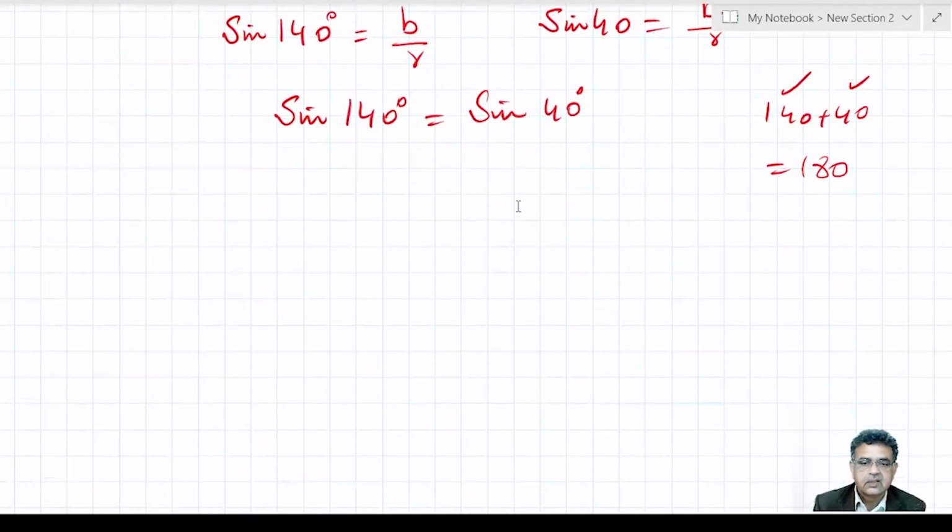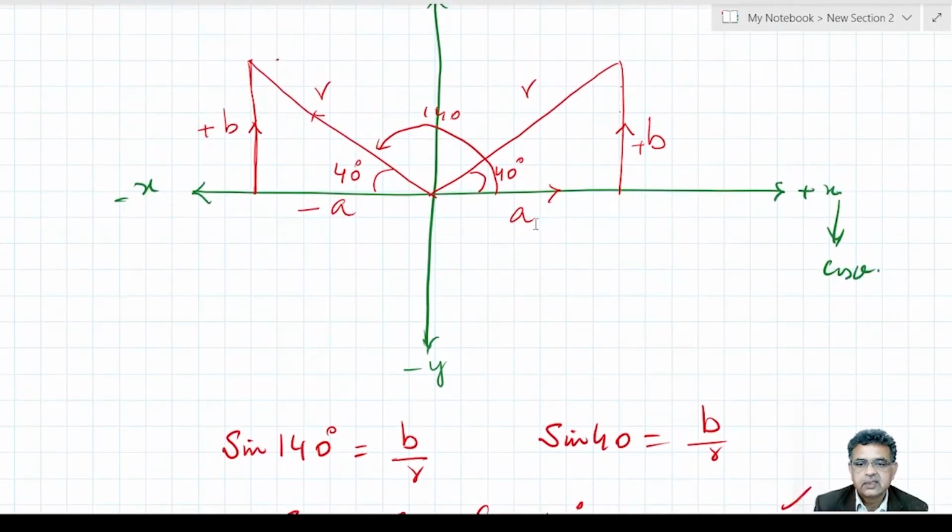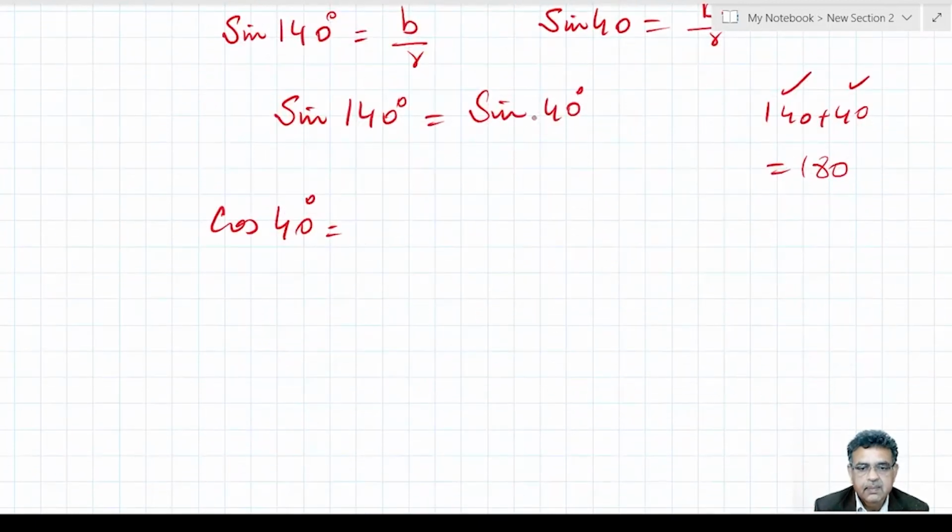Now if it is cos 40 degrees, its value in this context in terms of A and R is adjacent over hypotenuse, A over R.